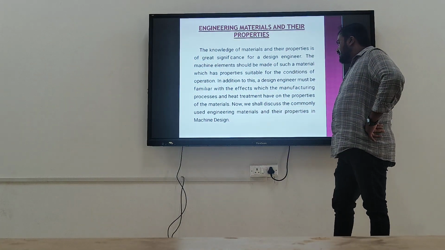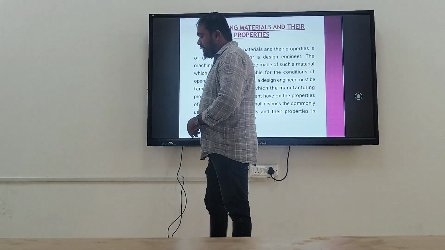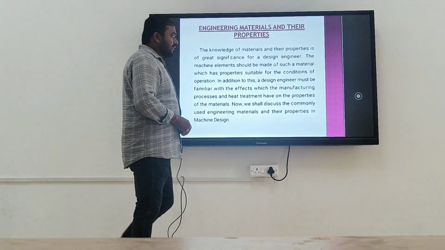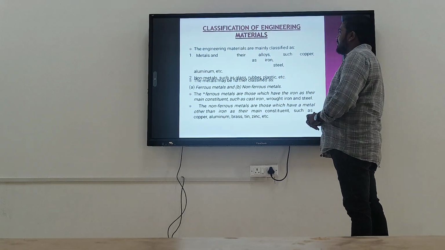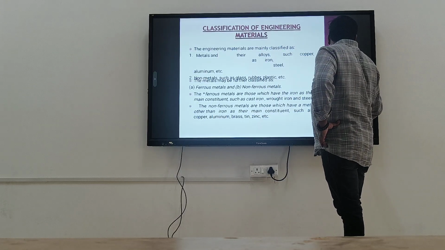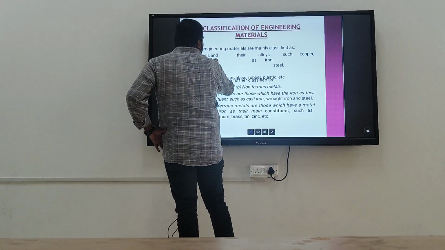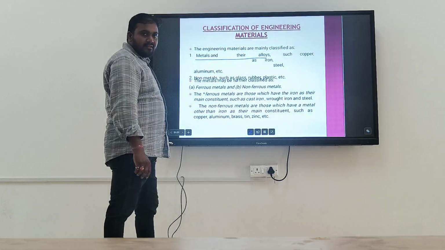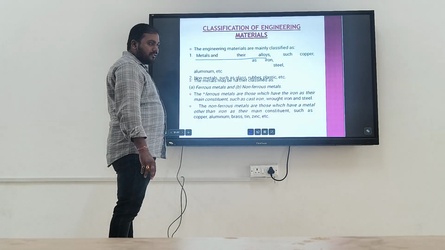Now we shall discuss the commonly used engineering metals and their properties in machine design. As we know, there are different types of engineering metals and classifications that we have studied in the previous semesters and classes. So now, classification of engineering metals. The engineering metals are mainly classified into metals and their alloys such as copper, iron, steel, aluminum, etc., and non-metals such as glass, rubber, plastic, etc.